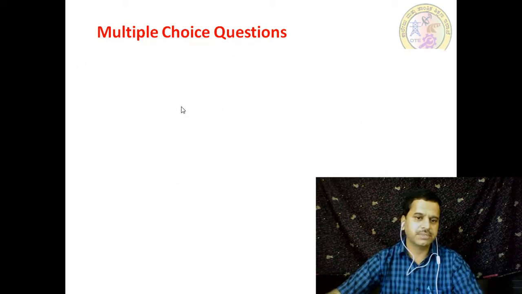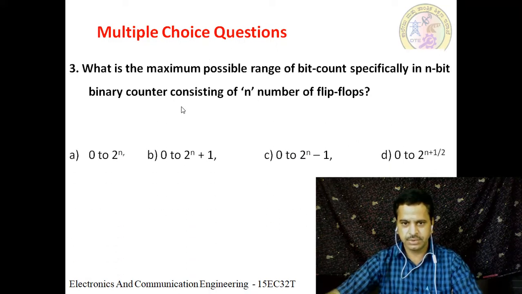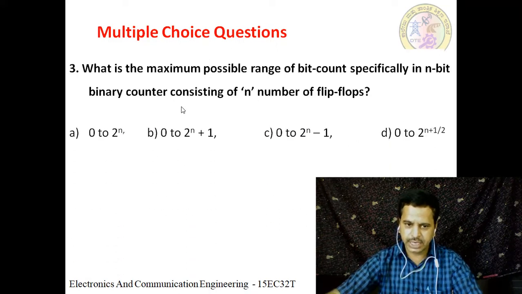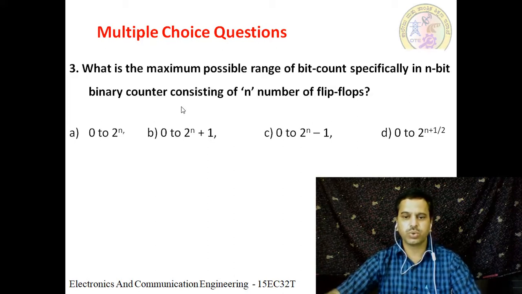Third question. What is the maximum possible range of bit count in an n-bit binary counter consisting of n flip-flops? 0 to 2 power n, 0 to 2 power n plus 1, 0 to 2 power n minus 1, or 0 to 2 power n plus 1 by 2. The binary counter always counts from 0 to 2 power n minus 1. So the answer is C.